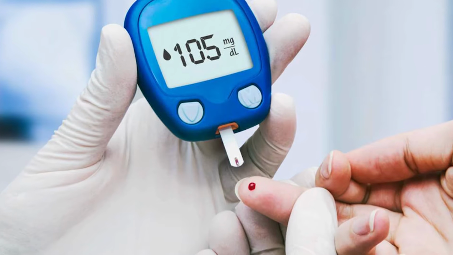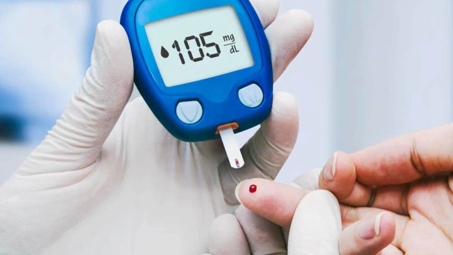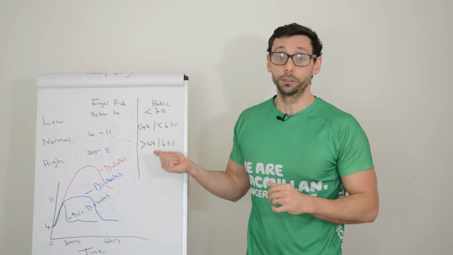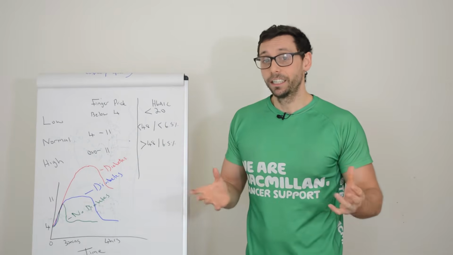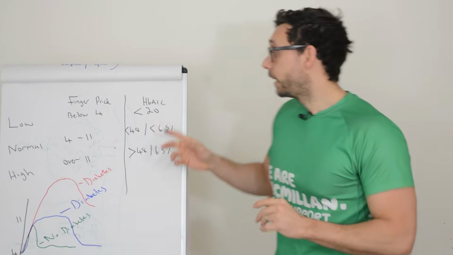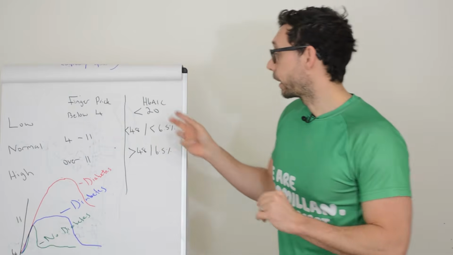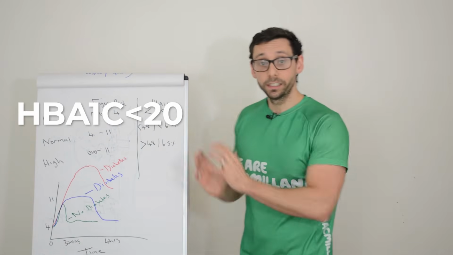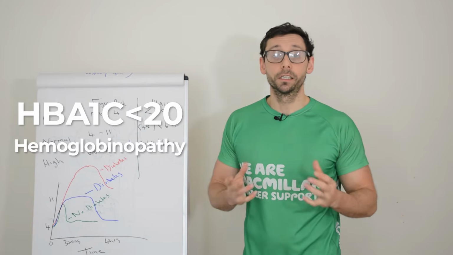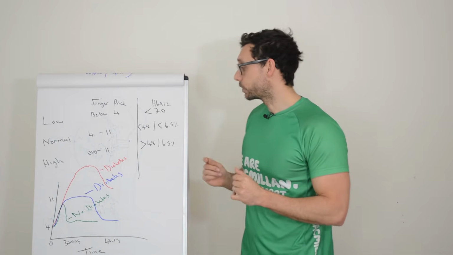So we can take a sample and see how much glucose is stuck on there and reverse engineer it and see how your glucose control has been. There are a couple of variables that may affect that, like if you're anemic. And if your HbA1c is particularly low, like under 20, that may indicate some form of hemoglobinopathy, like sickle cell disease. So we shouldn't see really low levels of this.